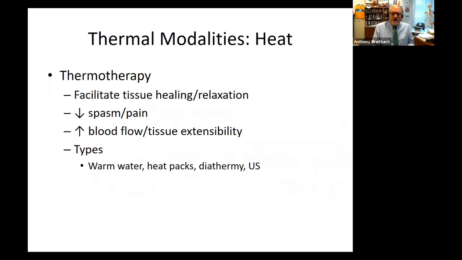Thermotherapy. It also decreases pain, but it decreases pain through sedation. It doesn't decrease pain through a decrease in nerve conduction velocity. It causes more relaxation, those types of things. They have a tendency to have a slight increase in blood flow to the area and also help with tissue extensibility. Submersion in warm water, hot packs, diathermy, ultrasound, those are all types of heat modalities.